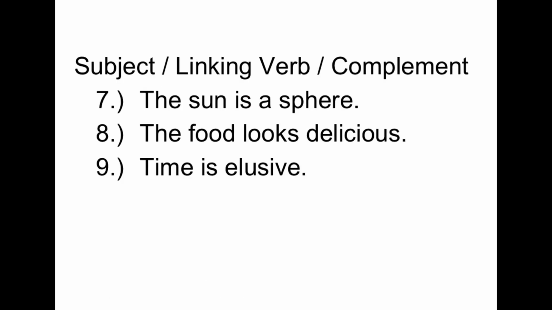The third type of sentence we looked at is one with a subject, linking verb, and complement. So for example, the sun is a sphere, the food looks delicious, time is elusive. Notice in this first one, we have a noun as the complement, and in these next two, delicious and elusive, we have adjectives. Common linking verbs include forms of the verb to be, like is. They can also include the five senses or some other states, which we'll look at a little bit later.